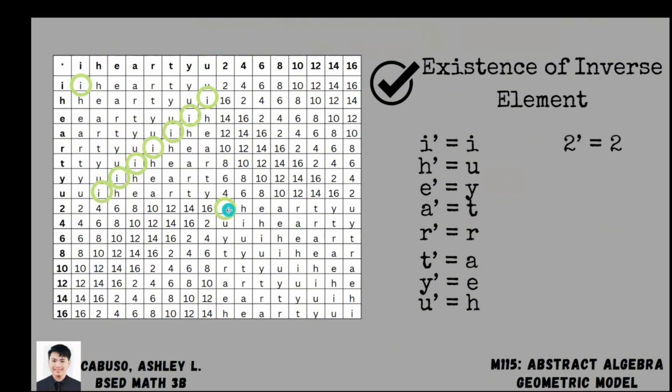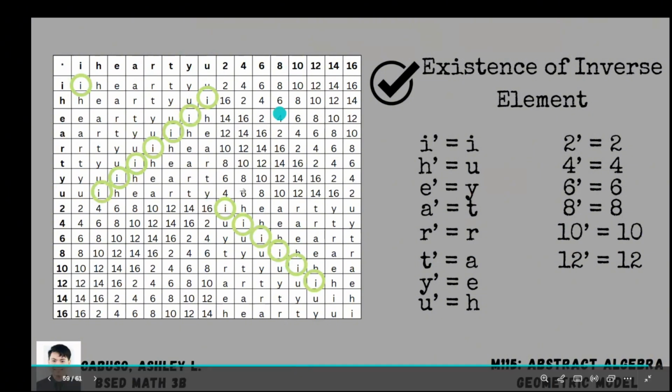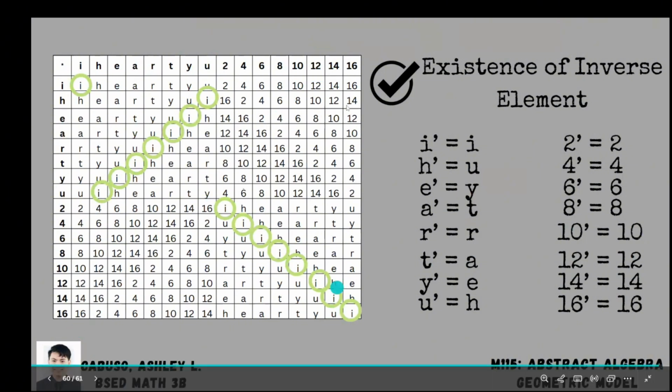2 inverse is equal to 2. 4 inverse is equal to 4. 6 inverse is equal to 6. And 8 inverse is equal to 8. 10 inverse is equal to 10. And 12 inverse is equal to 12. And 14 inverse is equal to 14. And 16 inverse is equal to 16.